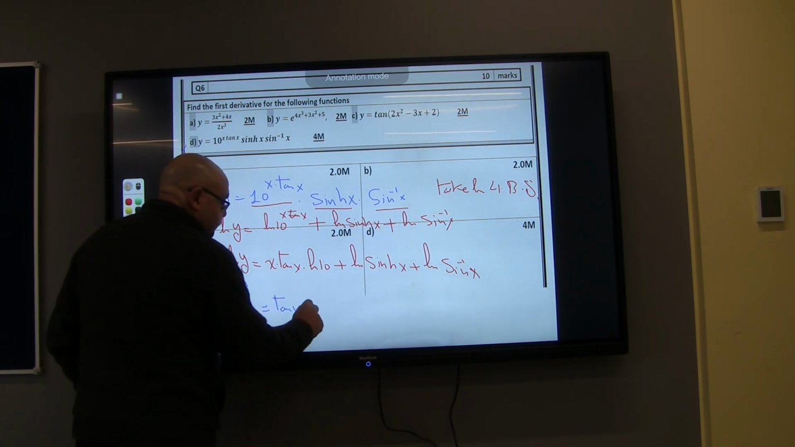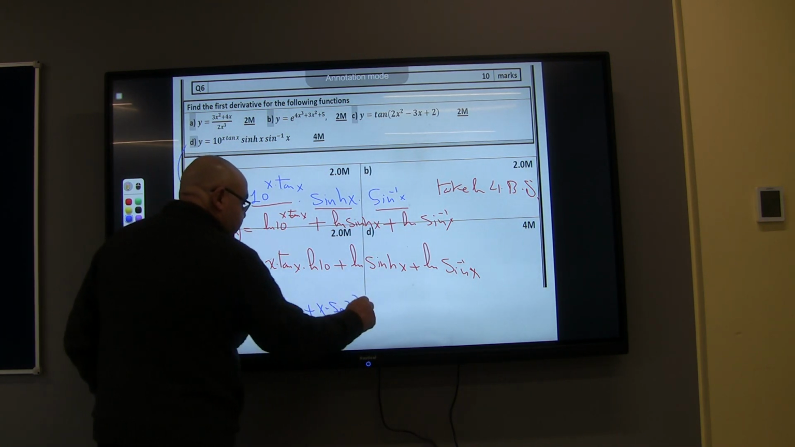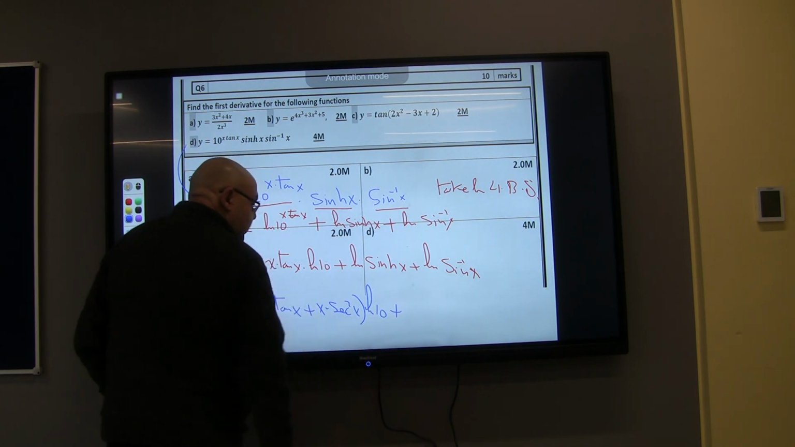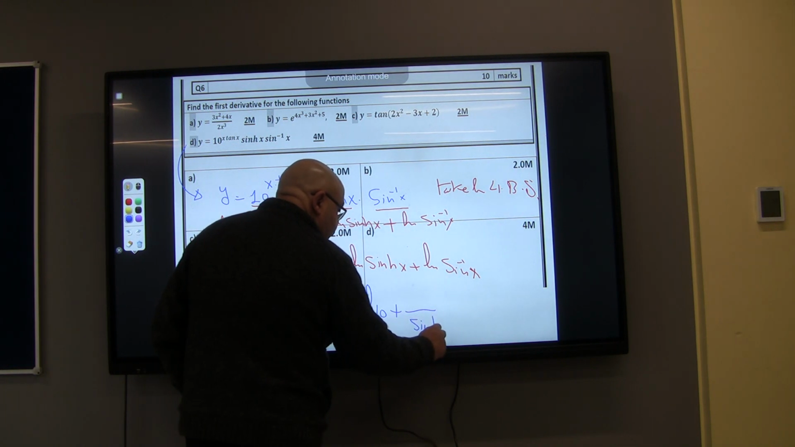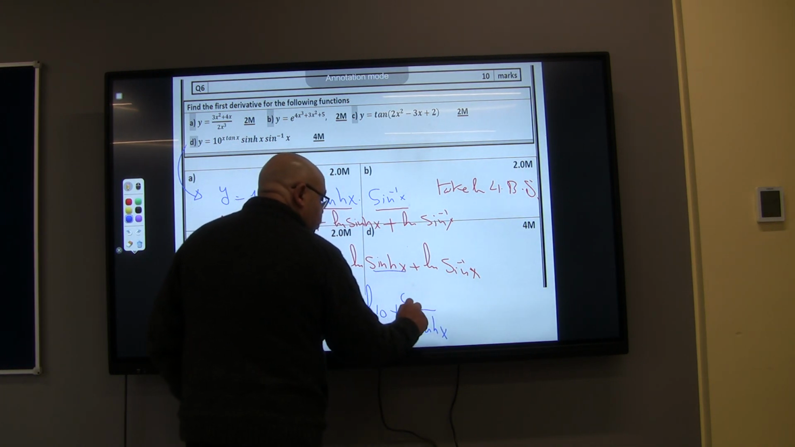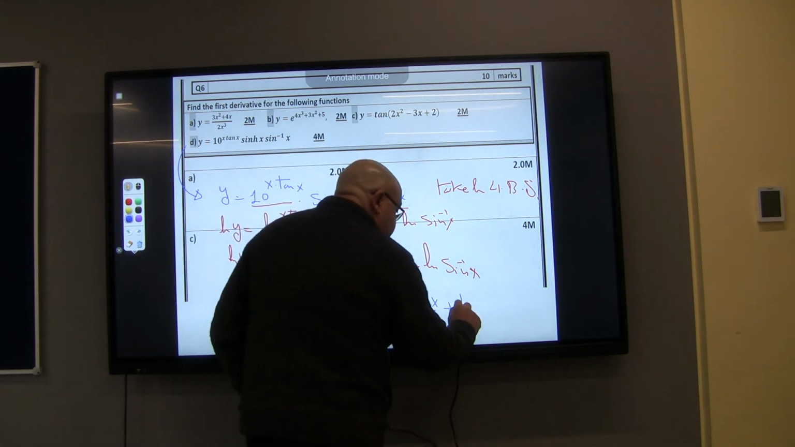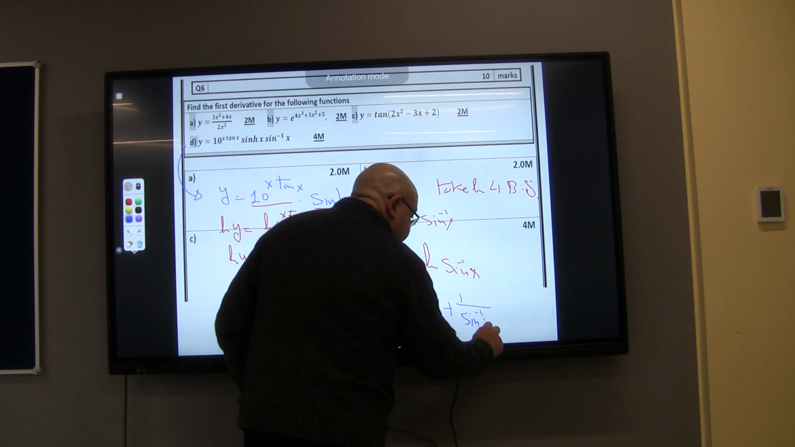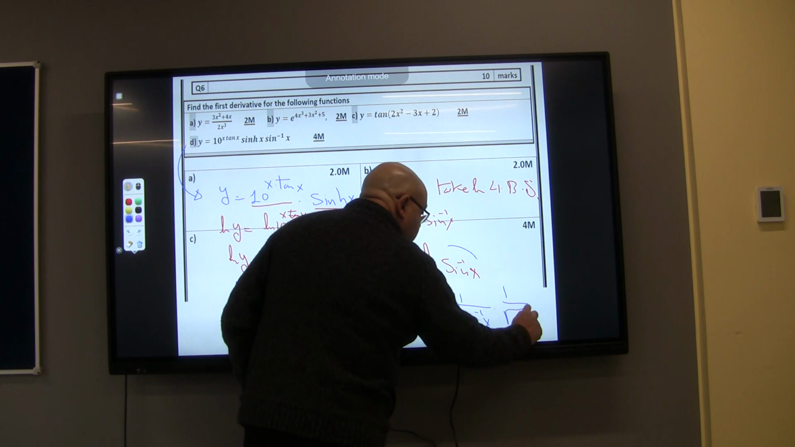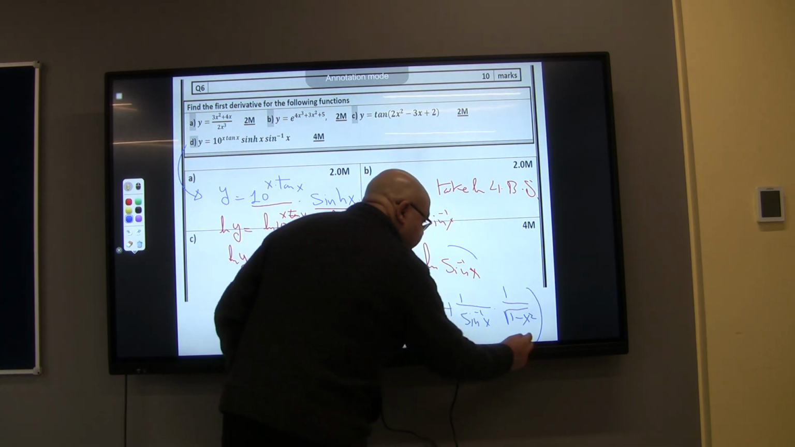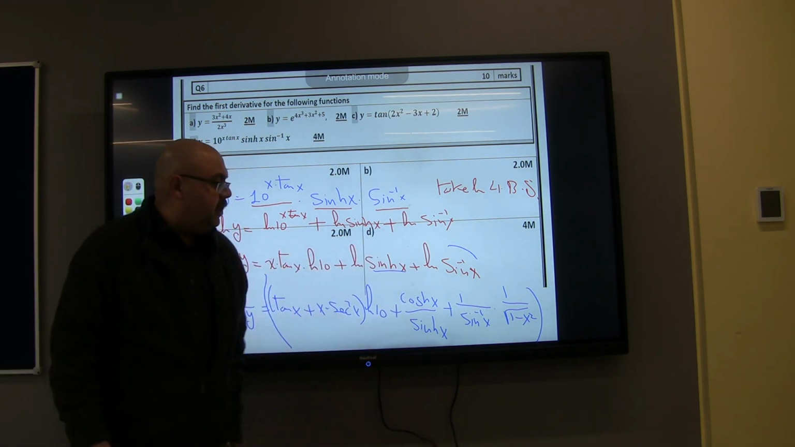tan of x plus x times sec squared x, all of this times ln 10, then plus, if we start to differentiate them, it's going to be 1 over sin of x, differentiating sin x, which is cosine x, plus the derivative of ln, which is 1 divided by sin minus 1 x times the derivative of sin minus 1 x, which is 1 over the root of 1 minus x squared. This way you have a differentiation for all of this function.